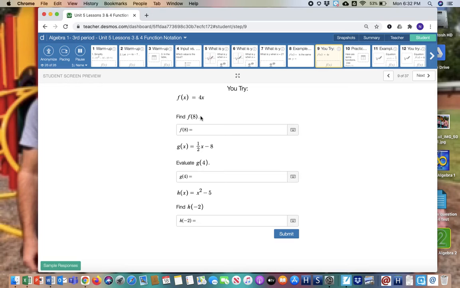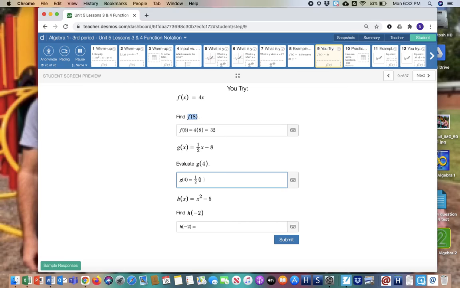Then we showed one set here for an example. Here it says f of 8. Well, 8 is going to go in for my x value right here. So I'm going to do 4 times 8, which is 32. So we'd say f of 8 equals 32. Here we have g of 4. I'm going to put the 4 in here. So we're going to say 1/2 times 4 minus 8. Half of 4 is 2, so it's 2 minus 8, which is negative 6. So you'd say g of 4 equals negative 6.